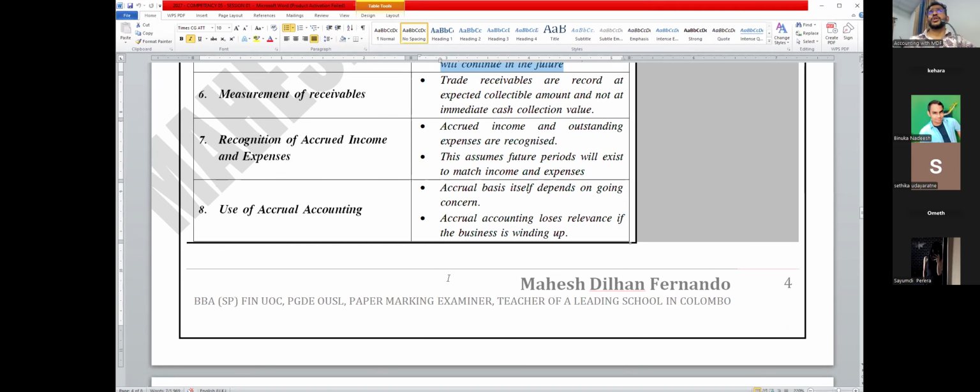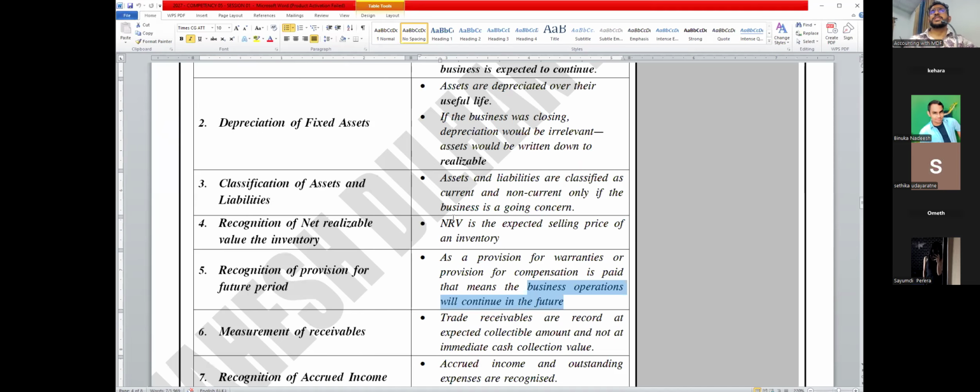Before we move to the next one, do you understand this concept, the going concern?